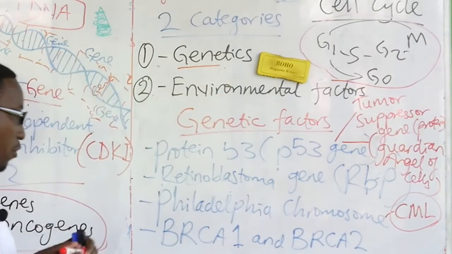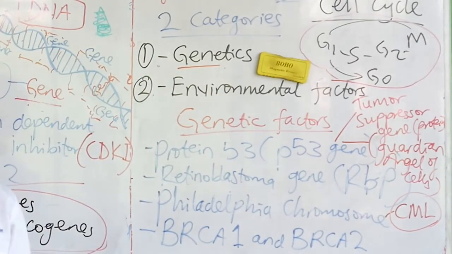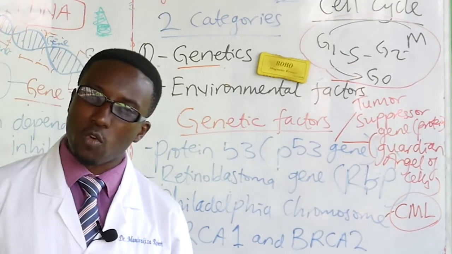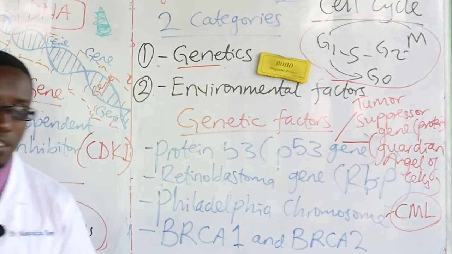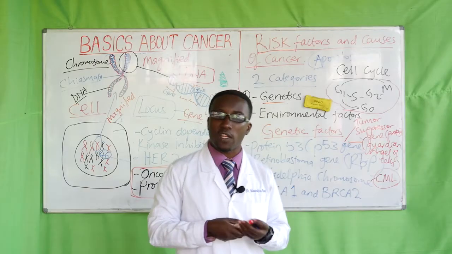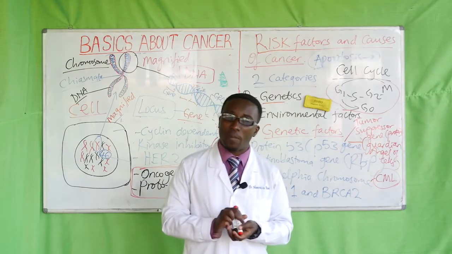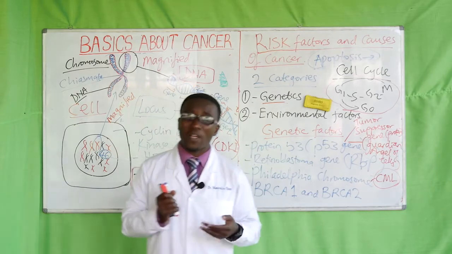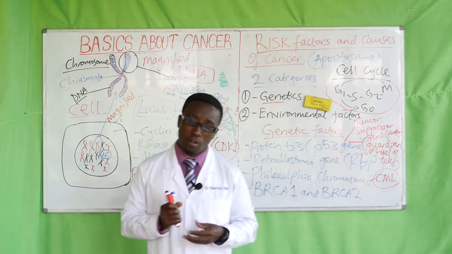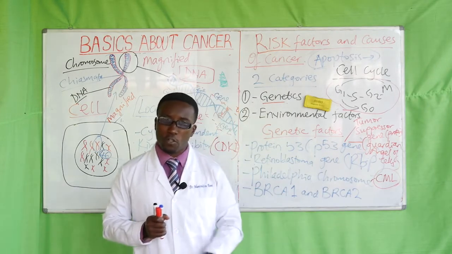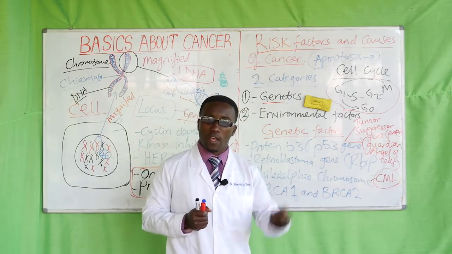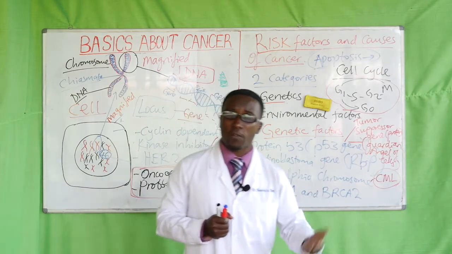Chronic myelogenous leukemia, which is a hematological malignancy, hematological cancer, or cancer of the blood, originates from the myeloid series. The myeloid series, those are the white blood cells that typically develop purely from the bone marrow. I gave you examples like the neutrophils, eosinophils, basophils, and others, and some macrophages.